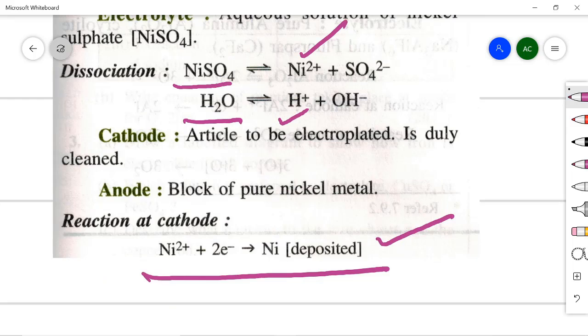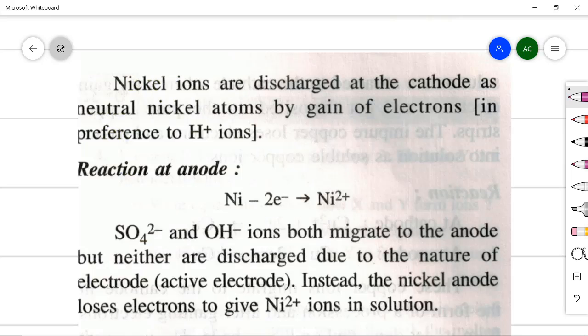Now nickel 2+ ions will gain 2 electrons and will deposit at the cathode. Why is it so? Because we have hydrogen which is lower. You will say, ma'am, it is lower in the series, but the reason is the high concentration of nickel ions. Nickel ion has high concentration here. That is why nickel is given preference due to its high concentration. So nickel ions are discharged at the cathode as neutral nickel atoms by gain of electrons. Okay, I have told you why.